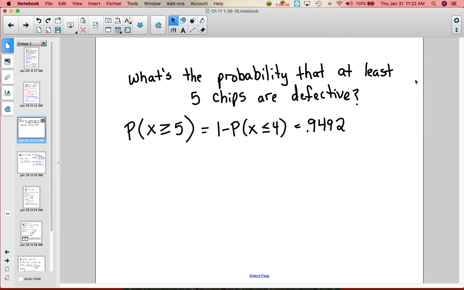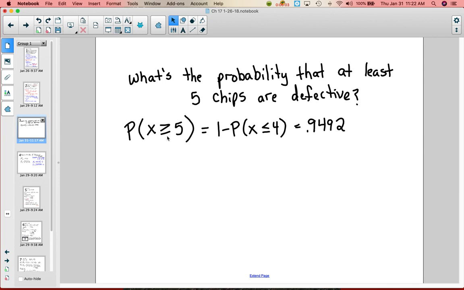Okay, so what if we ask the question, what's the probability that at least 5 chips are defective? Well, at least 5 means there could be 5 or there could be more, but there's not less. So I'm looking at the probability that x is greater than or equal to 5. Now, note this is still out of the 100.